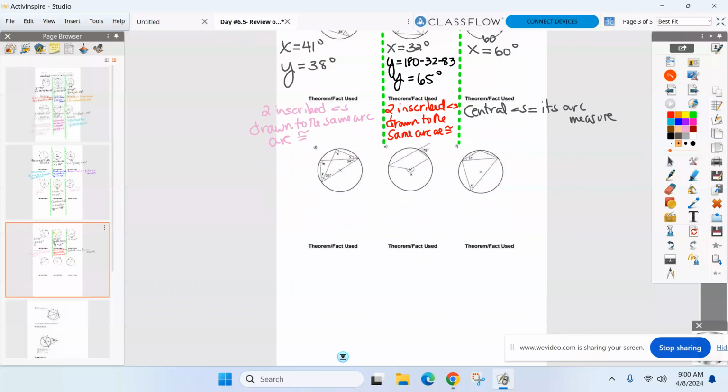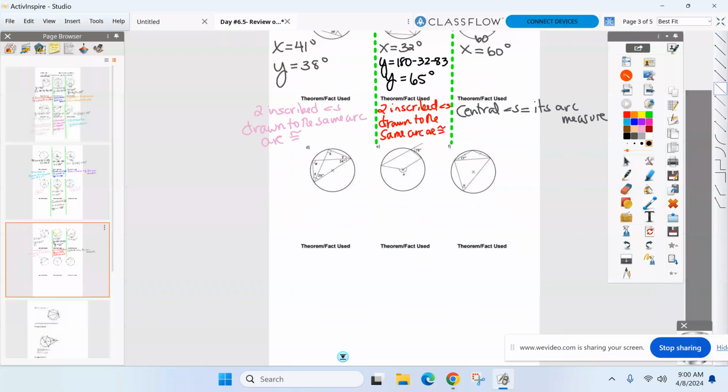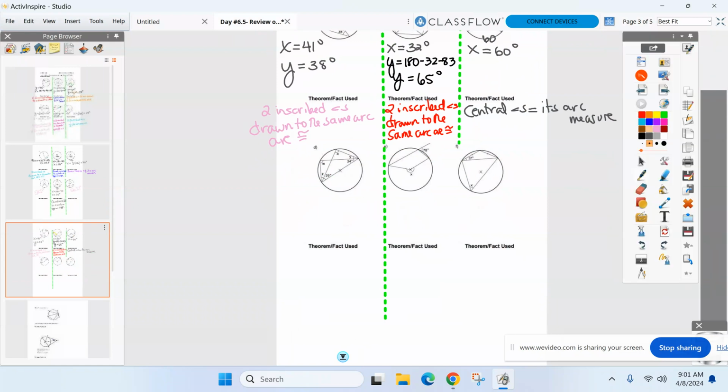All right, see what we can do for D. I'll talk while you're working as well. W and X, both the same. W and X, what are they? They are both equal to each other. Inscribed angles drawn to a diameter, right? 90. So they're both 90.